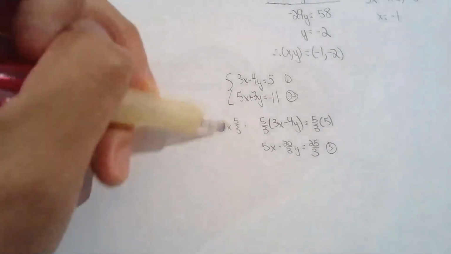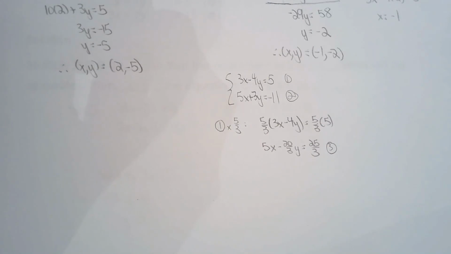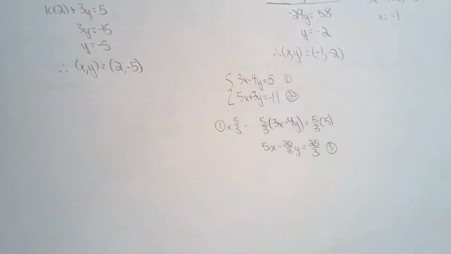It may not be a whole number. It might be a fraction. Okay, and if you multiply by a fraction, you're probably going to generate some fractional coefficients or fractional constants. Okay, so that's like a special way of approaching this.